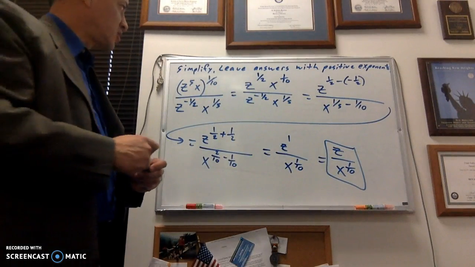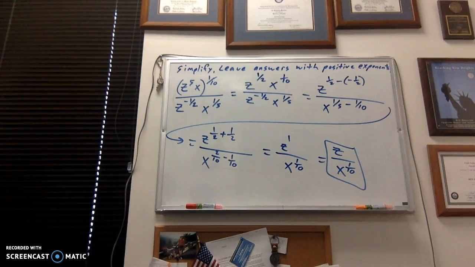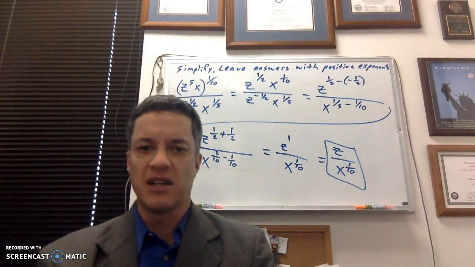So this is a combination of the power rule, the quotient rule, the product rule for exponents. So there's a lot going on there, and you're going to see a lot of this happening.